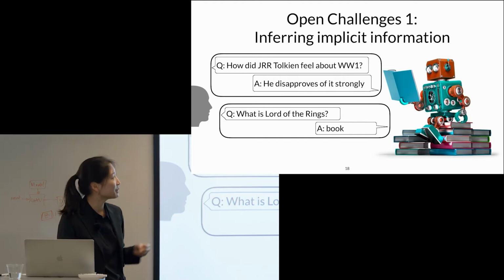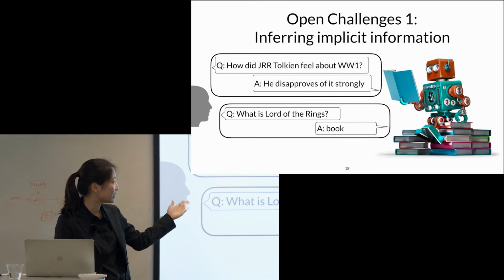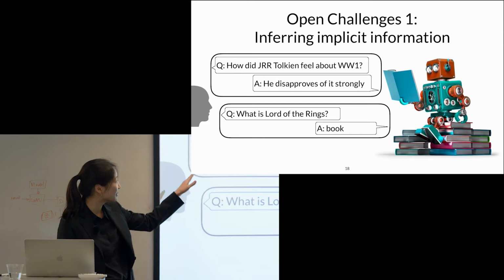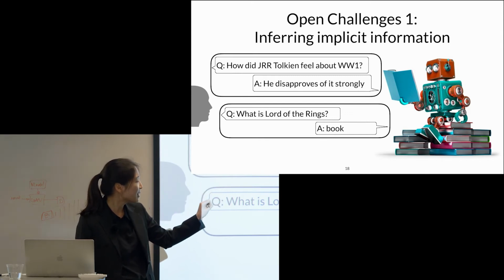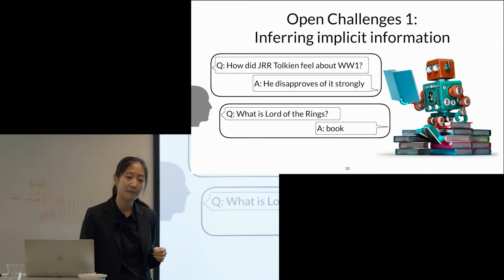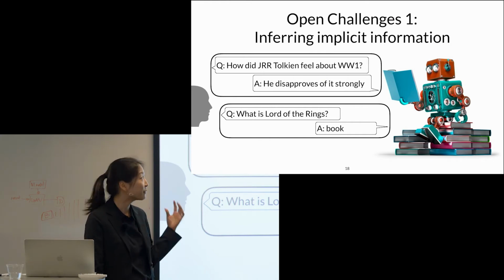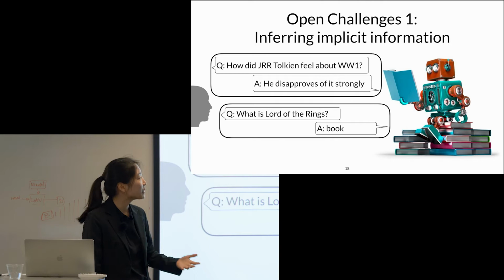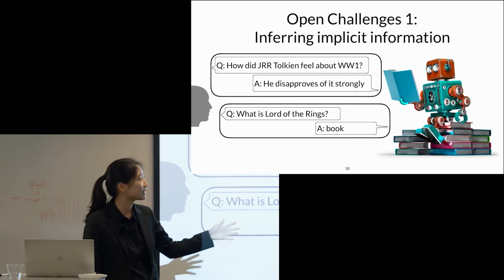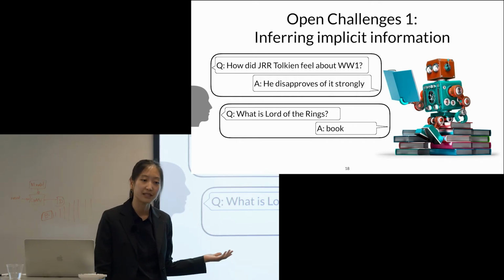And there are other kinds of implicit information. What is Lord of the Rings? The Lord of the Rings and Tolkien were related by author, so you can kind of guess the type of book. So this kind of implicit tacit information about entities is rich in language, and we want machines to be able to understand this kind of unspoken information as well.